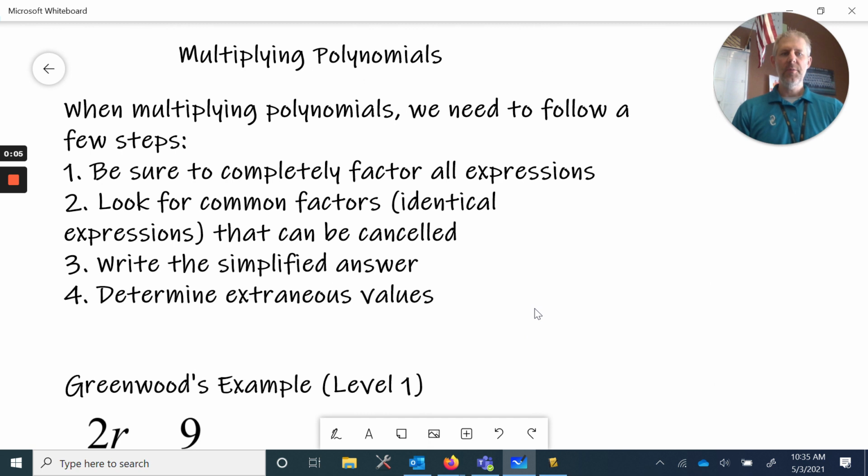In today's video I'll be talking about multiplying polynomials. So we'll start with a few steps and then we'll do a few example problems.